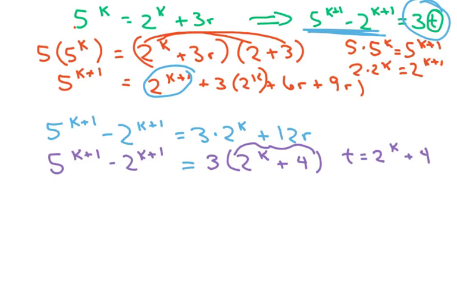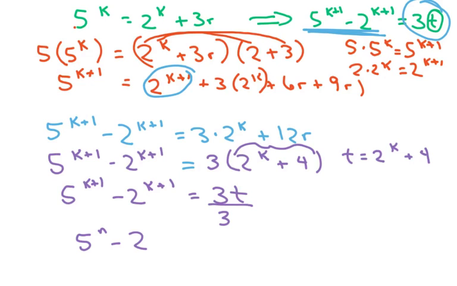So basically, I have 5 to the k plus 1 minus 2 to the k plus 1 equals 3t. Now this is divisible by 3, so it holds and it's valid for n equals 1, and it's also valid for n equals 2 and 3, and so hence 5 to the n minus 2 to the n is divisible by 3 for all n that belongs to the positive integers.